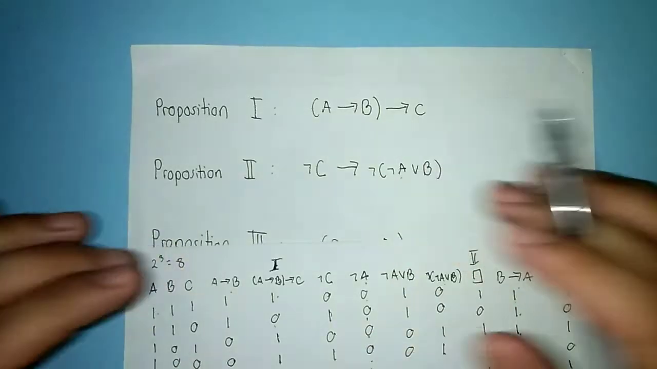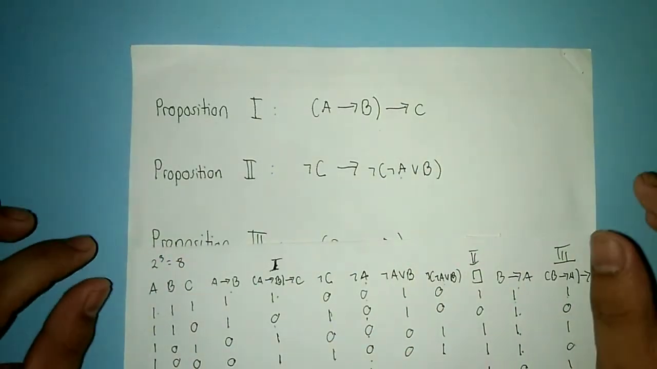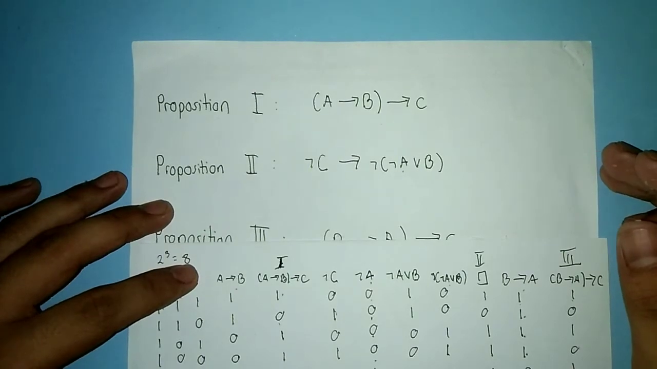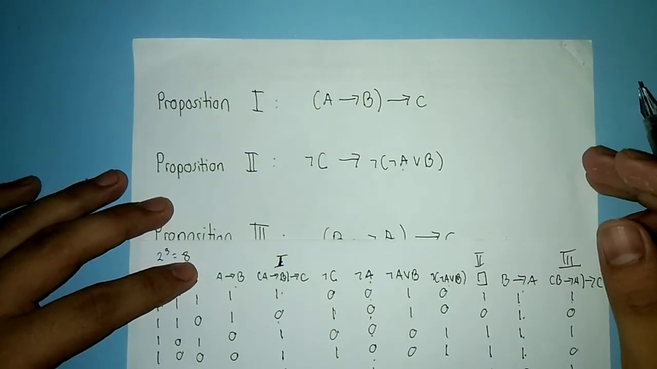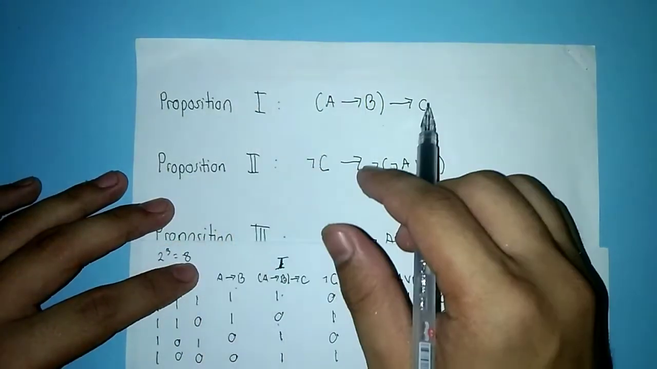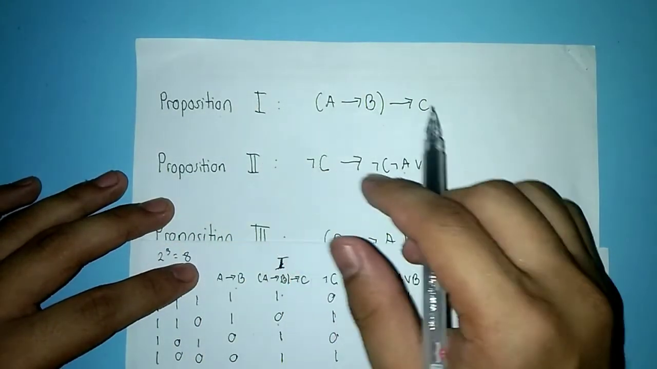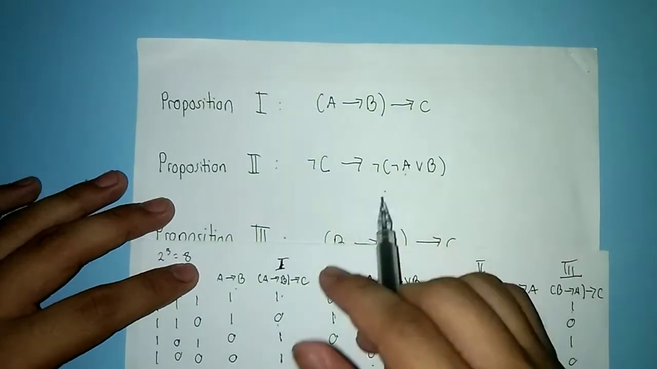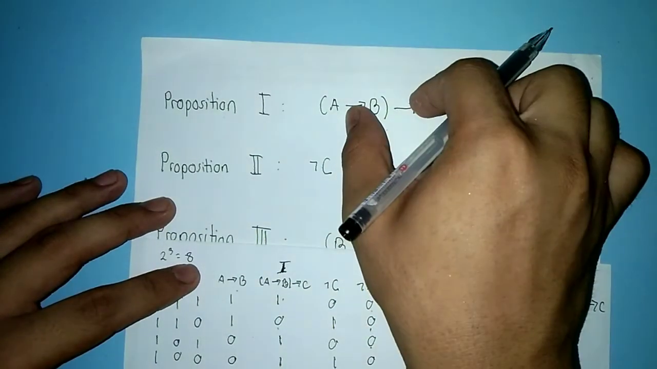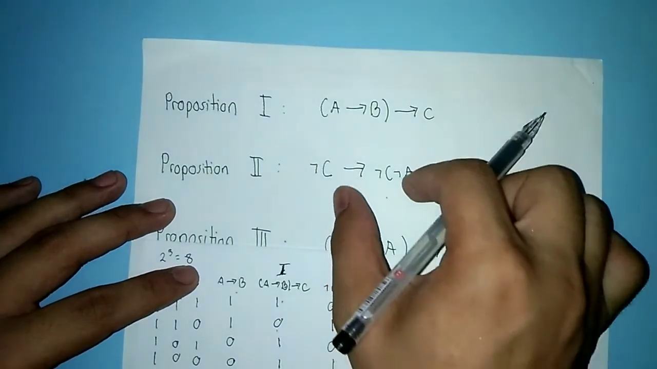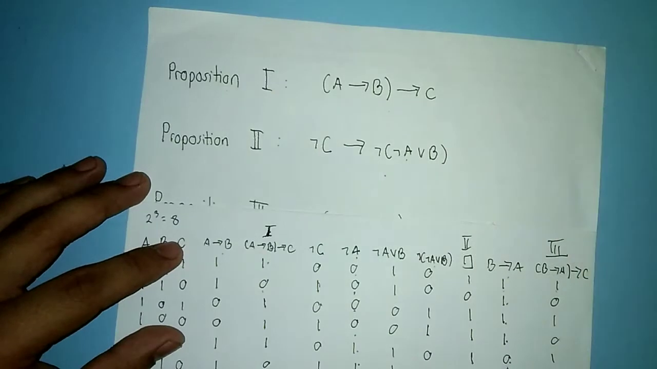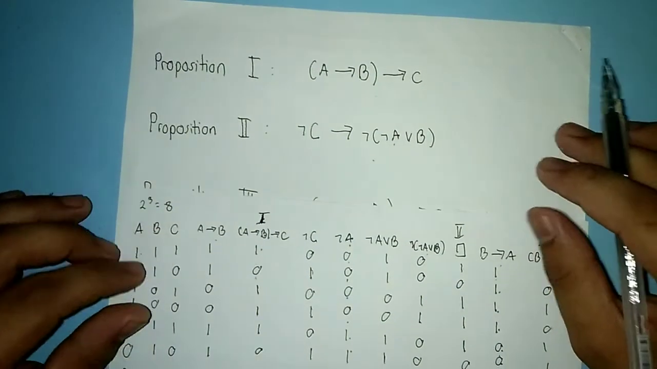Now, when two propositions are logically equivalent, they can replace each other whenever or wherever they occur. So this proposition 1, this A implies B, quantity implies C, you can replace with this. So instead of writing this, you can turn it into this. So replacement happens.